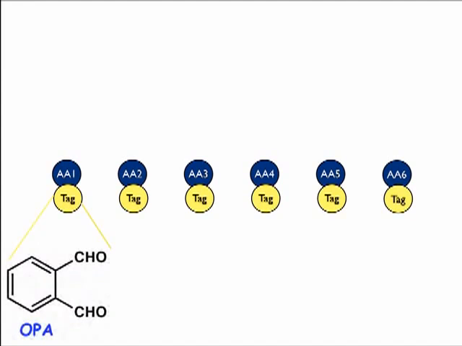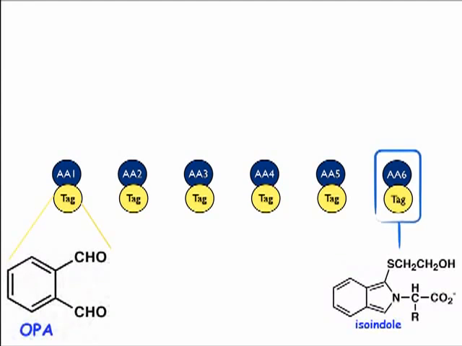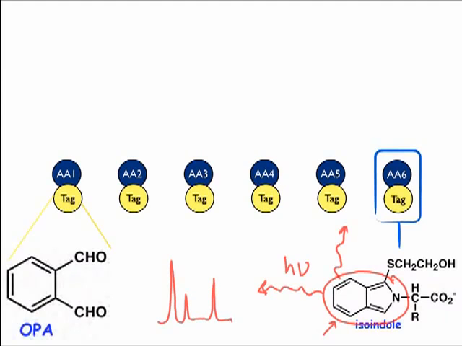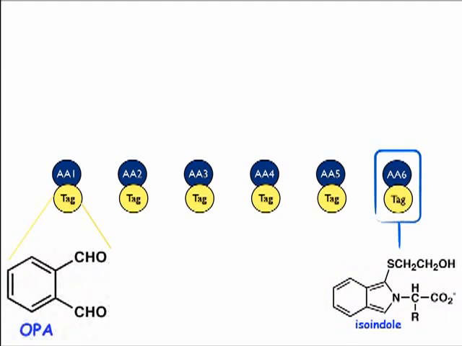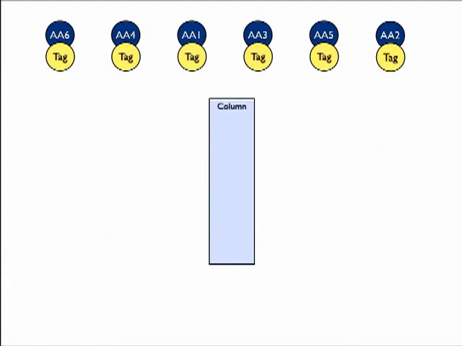This compound is used because it forms a highly fluorescent isoindole ring in the presence of an amino group and beta-mercaptoethanol. The fluorescence of these compounds is a consequence of the small HOMO-LUMO gap of the isoindole aromatic ring. The fluorescence intensity of the isoindoles tells us how much of each amino acid is present in the protein. To separate the soup of isoindoles, we use chromatographic separation.